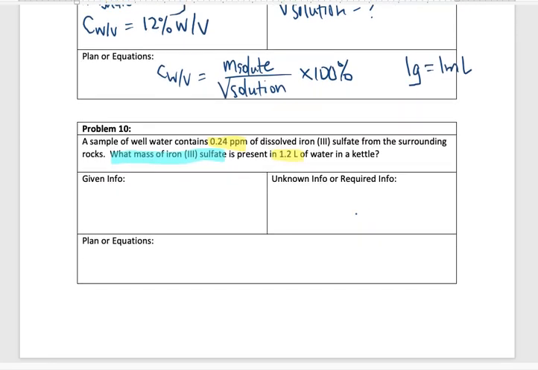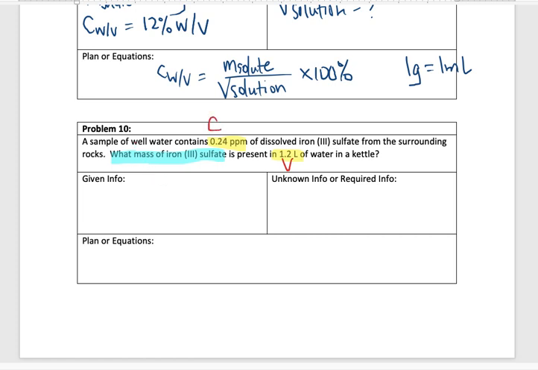Okay, last one. So again, parts per million. What is that? Concentration. 1.2 liters, that's volume. What is the mass? That's M. I should be doing these in red just to be consistent here. Knowing that, look specifically at what you have.